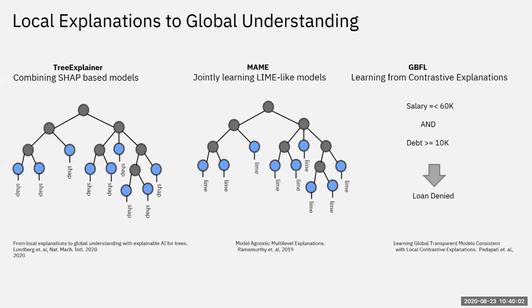A third method called GBFL, which is basically the global Boolean formula learning method, can take local contrastive or counterfactual explanations and create globally transparent rules, which can then be used as a classifier by themselves. And all these three techniques essentially, in a way, transfer information from your complex model through local explanations to create something that's more globally understandable.